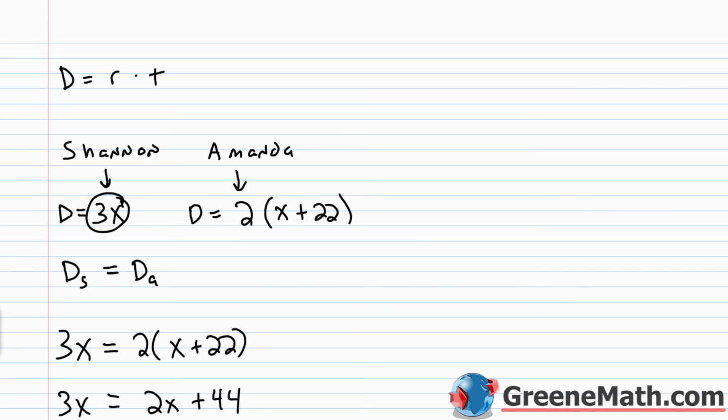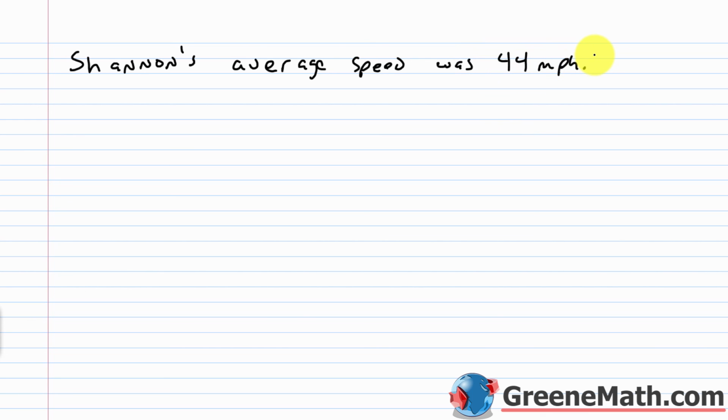So let's go ahead and write our answer. What was Shannon's average speed is our official question. So Shannon's average speed was 44 miles per hour. And we can check this to make sure that it's true. So we know that Shannon traveled for 3 hours. So 3 hours, think about your road trip. 3 hours times 44 miles per hour. How far am I going to go? I'm going to go 132 miles.